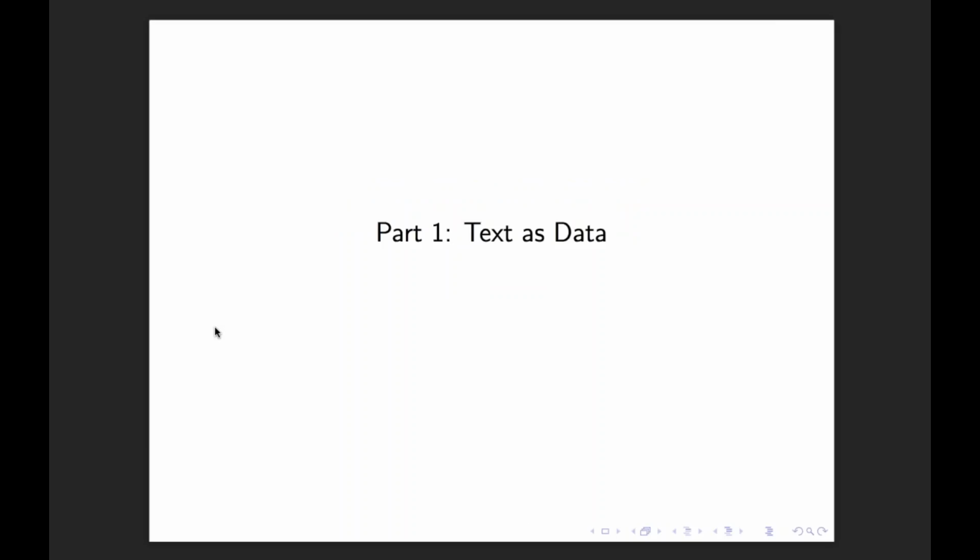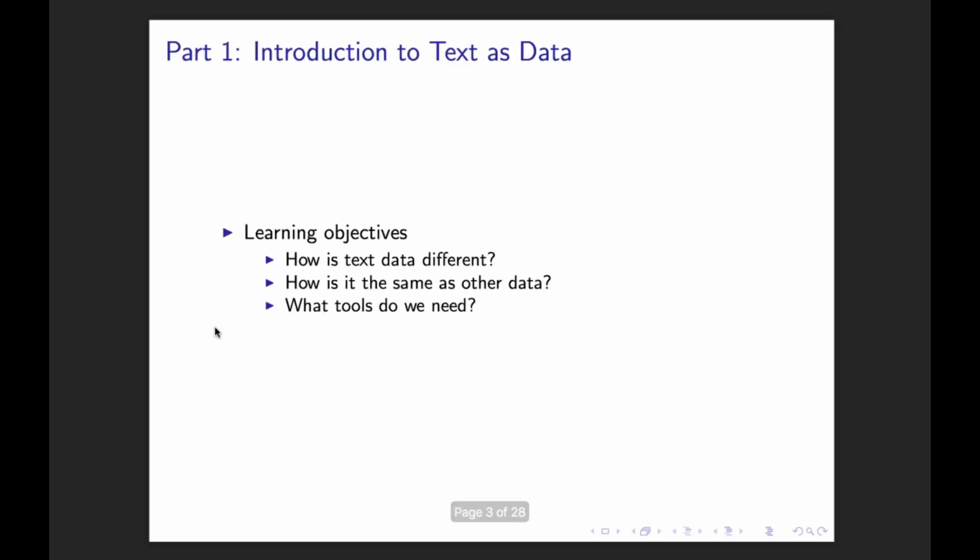So the first part I'm going to talk about is just what do we mean when we say text is data? So in terms of the learning objectives for the course, and then also today, we're going to spend a little bit of time talking about why text data is different from other forms of data that you might be more familiar with, such as numerical information. We're going to also talk a little bit about how text data is the same as other types of data. And finally, we're going to spend a little bit of time talking about what tools we need in order to treat textual information as data for statistical modeling, as well as some potential pitfalls.